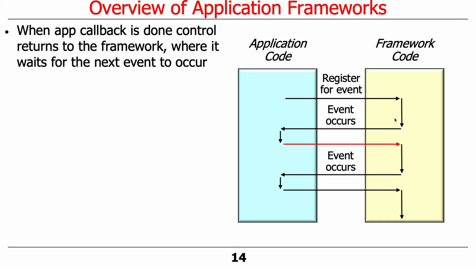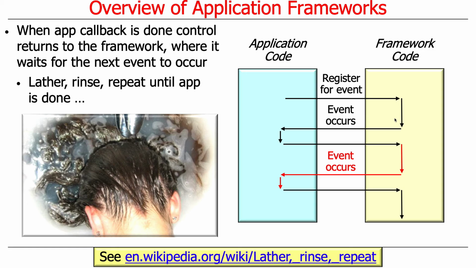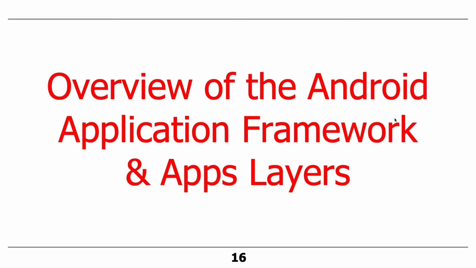After the callback is finished, control returns back to the framework, where the framework then waits for the next thing to happen. And this just keeps going on and on and on, right? So it's lather, rinse, repeat. If you want to amuse yourself, take a look at the Wikipedia link for lather, rinse, repeat, which is somewhat humorous. OK, so that's basically what a framework does.